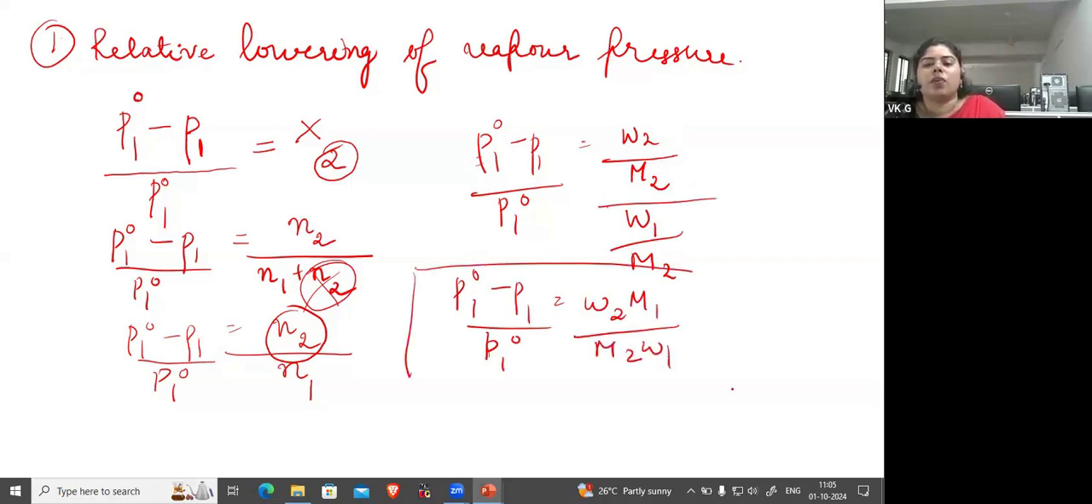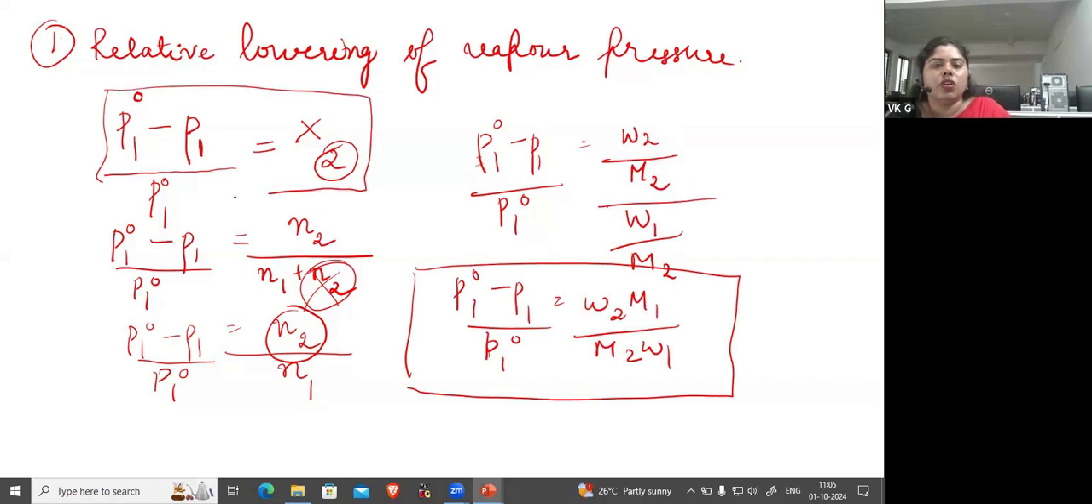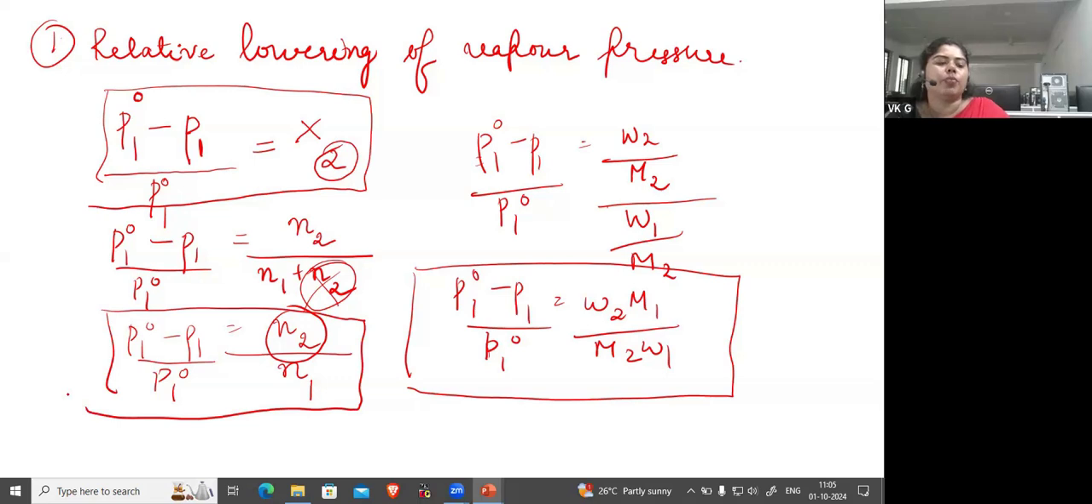This can be used as a formula for solving the problems, or you can also use P1 naught minus P1 is equal to X2. Or also you can use P1 naught minus P1 divided by P1 naught is equal to N2 by N1. Anything you can use depending on the question that is asked. Okay.